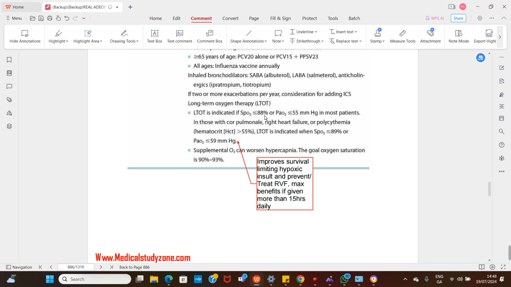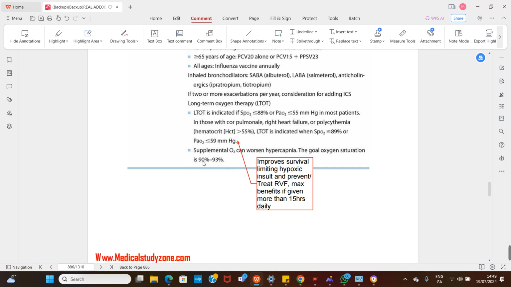don't forget about that. When the SpO2 is less than 88 for normal individuals, or the PaO2 is less than 55. But if they are having cor pulmonale, heart failure, or polycythemia, once it is less than 89 or PaO2 is less than 59, please go and place them on long-term oxygen therapy. And don't forget the fact that supplemental oxygen can worsen the hypercapnia. So your goal is to titrate it to about 90 to 93.